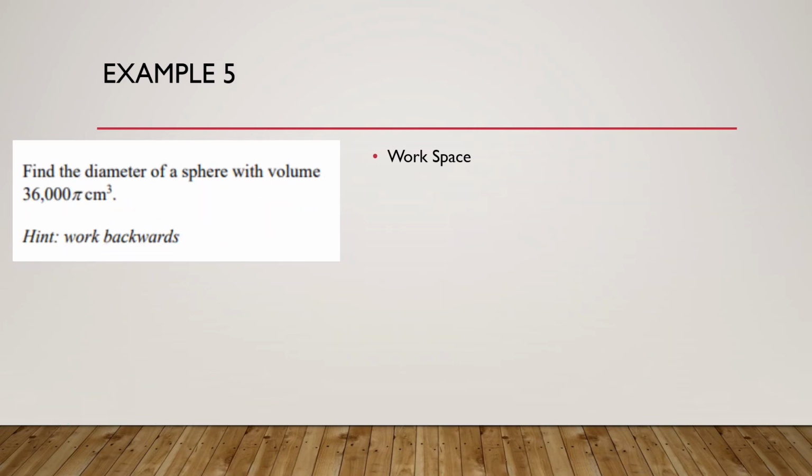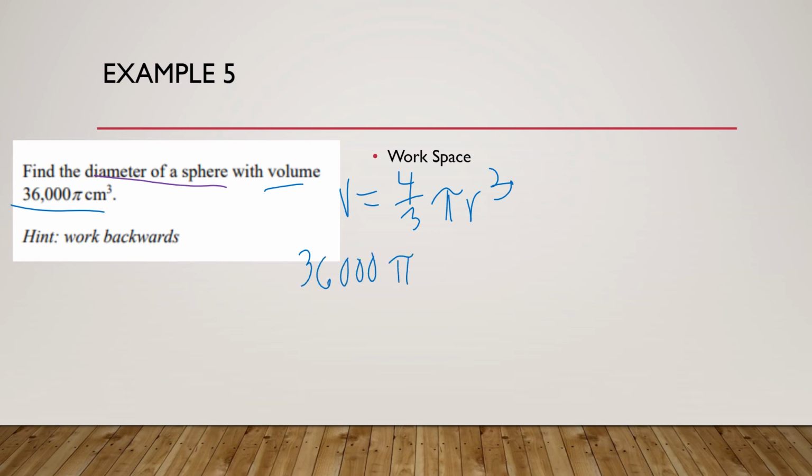So next we are finding the diameter of the sphere. But again, we're going to start with our formula. So volume is equal to 4/3 pi r cubed. And we're going to substitute in what we know. So they tell me my volume is 36,000 pi. So for the volume, we're going to fill in 36,000 pi equals 4/3 pi r cubed.